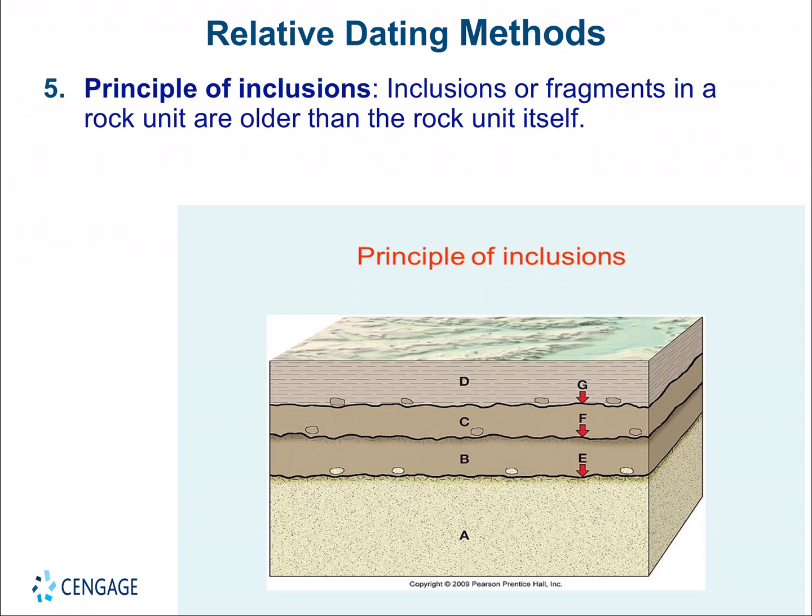We have the principle of inclusion, which tells us that inclusions or fragments in a rock unit are older than the rock unit itself. So when you look at layer B, notice you see pieces of A included in rock unit B. So that tells us those little pieces that are in B are actually older than unit B.